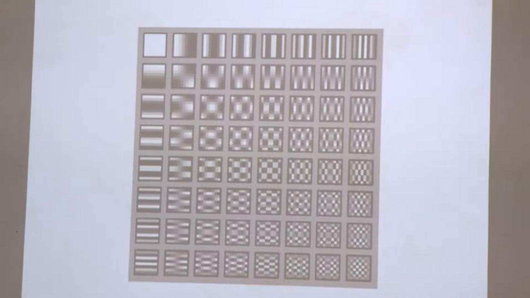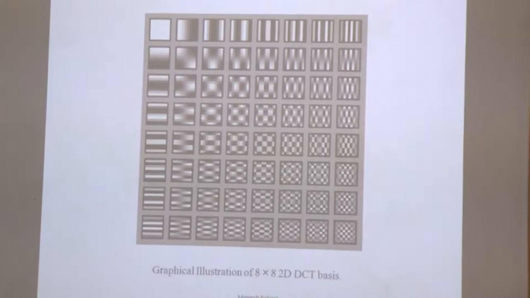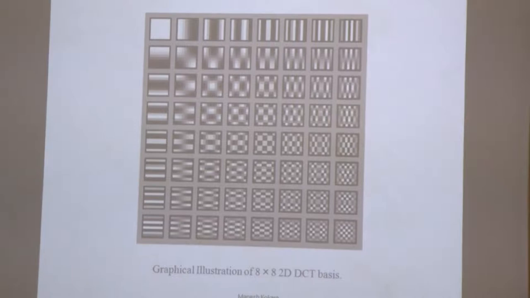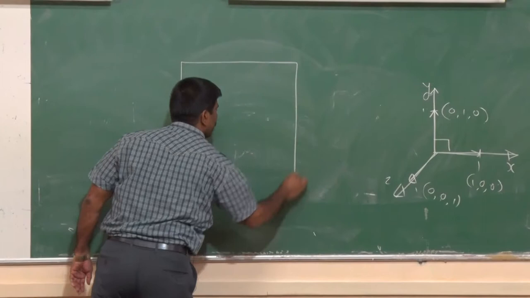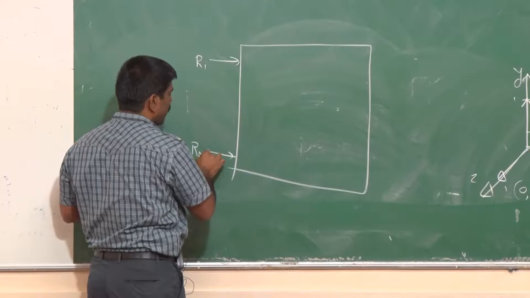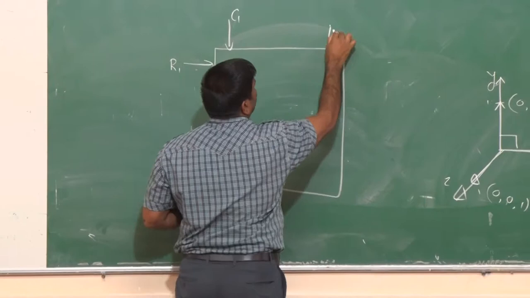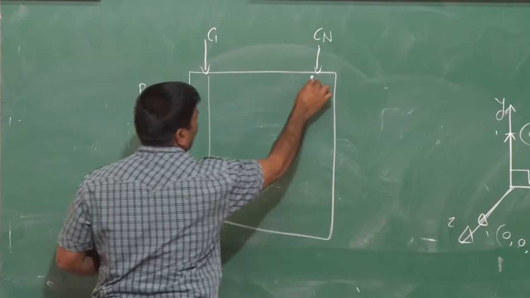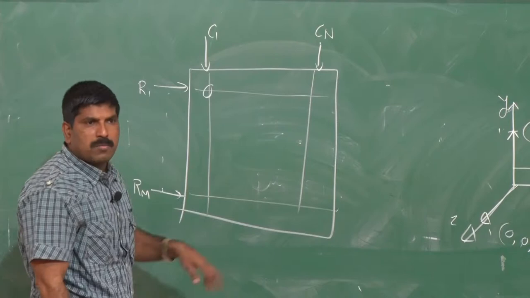Now, when you extend, see that this transform is a separable transform. So, one dimensional DCT can be extended to an image. Now, what is an image? An image is a two dimensional signal. So, this is R1, this is Rm, so all those are the rows. This is column 1 and this is column n. So, the intersection of rows and columns is nothing but your pixel.